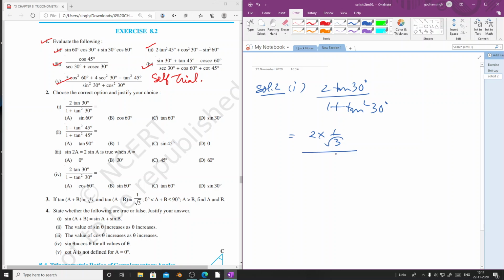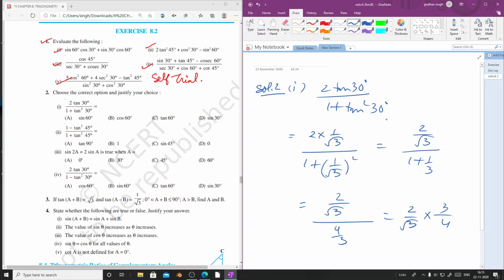So we will be getting 2 into 1 by root 3 over 1 plus 1 by root 3, and we will take the square of this. So this will give us equal to 2 by root 3 over 1 plus 1 by 3, and further calculation will give us 2 by root 3 over 3 plus 1 by 3, that is 4 by 3, and this we can write as 2 by root 3 into 3 by 4. So 2 will be cancelling 4, we will get here 2, and this 3 can be written as root 3 into root 3.